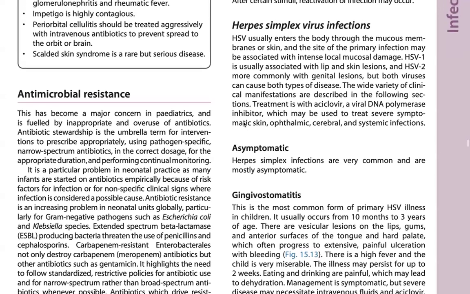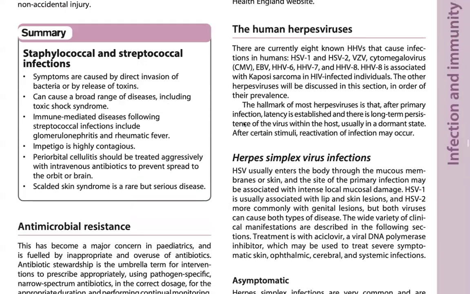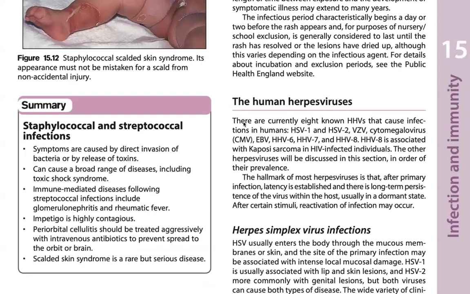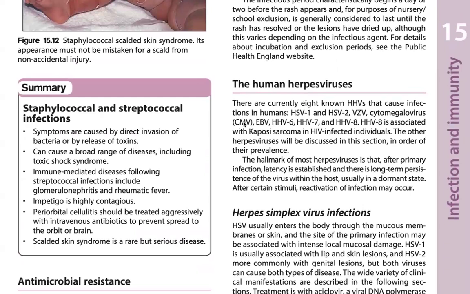Hello everyone, and so we will be doing the Illustrated Textbook of Paediatrics, chapter 15, Infection and Immunity, and we will be continuing with the infections, human herpes viruses. There are currently 8 known HHVs that cause infection in humans: HSV 1 and 2, varicella zoster virus, cytomegalovirus, EBV, HHV 6, 7, and 8.